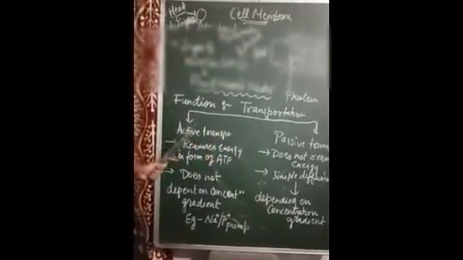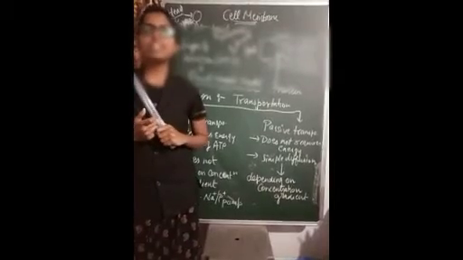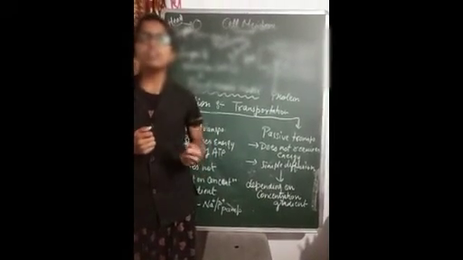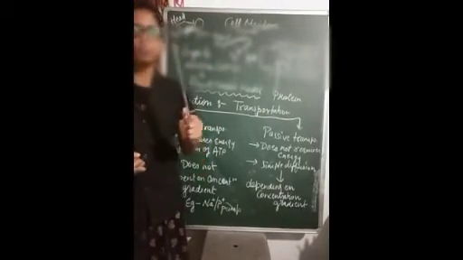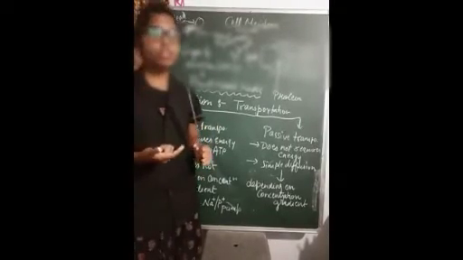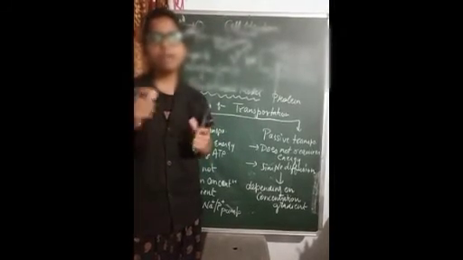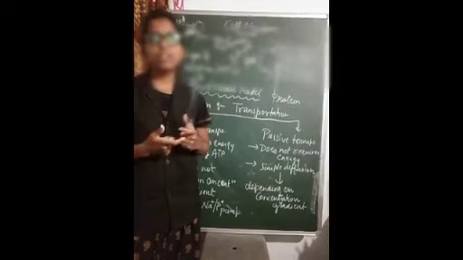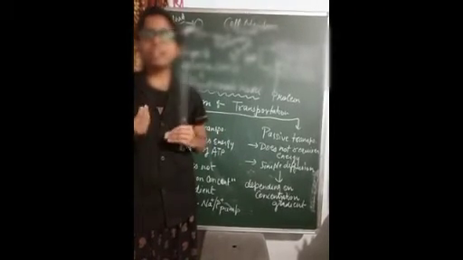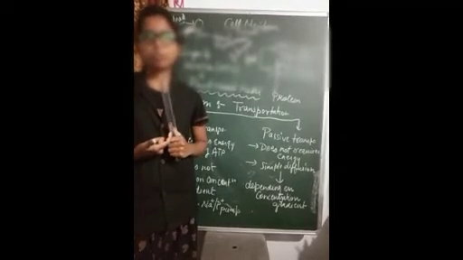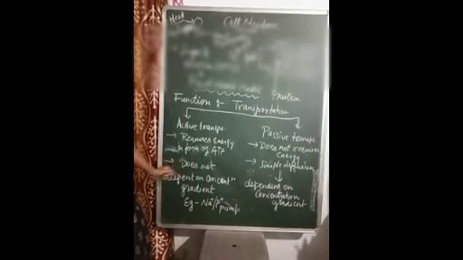On the contrary, in active transportation the exchange of ions takes place. It does not depend on the concentration gradient but depends on energy. As much energy as there is, that much transportation will take place. If the energy is not there, then no transportation will take place. So active transportation requires energy in the form of ATP.